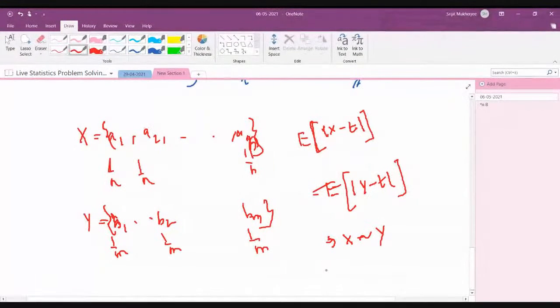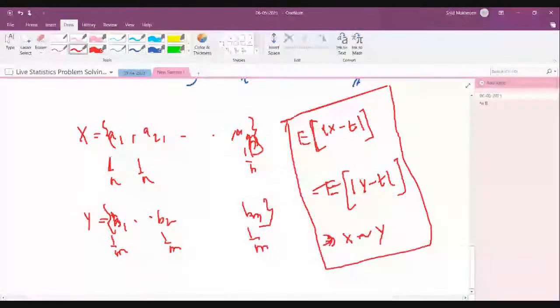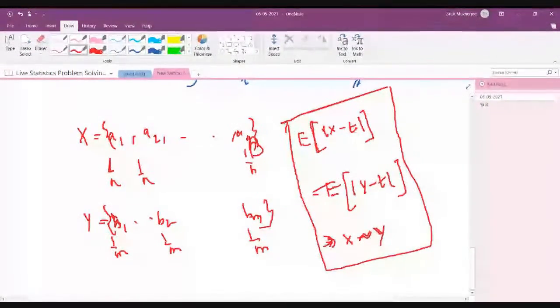It can be given in the exam in this format also, okay? So remember this. In the exam, it can be given in this format: the expectation of the absolute loss function is this. Prove that x is similarly distributed with y. X and y are actually the same.